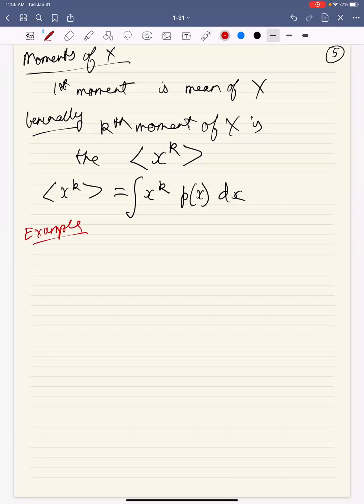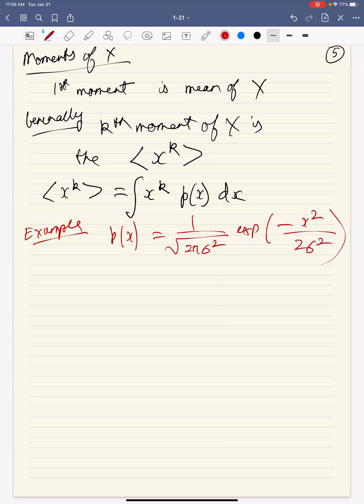Let's say we have a Gaussian probability density. P of x is equal to 1 by square root of 2 pi sigma squared, exp of minus x squared by 2 sigma squared. And let me draw this probability density. So this is x.